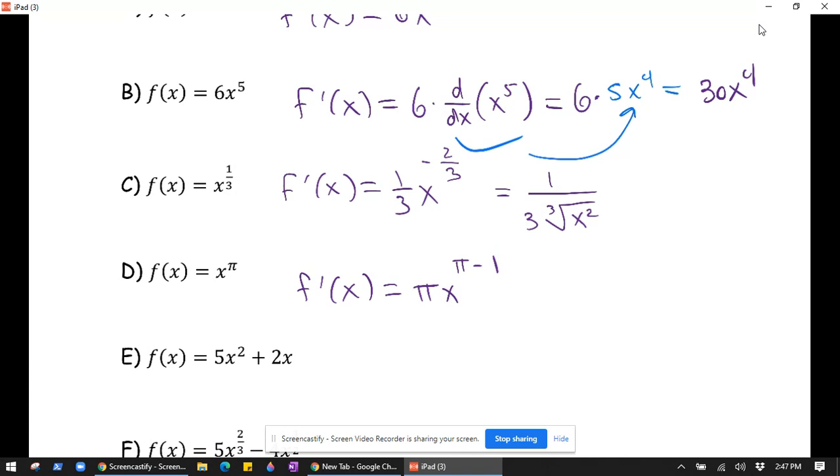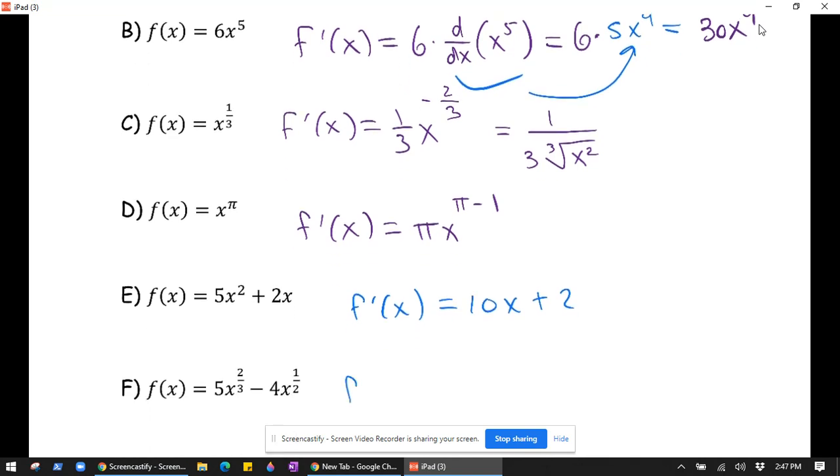This one here, let's do this one by noting, I'm not going to be as rigorous as I was above on letter B, but again, derivatives have what are called linearity properties, which means the derivative of a sum is the sum of the derivatives. So the derivative of 5x squared is 10x, and the derivative of 2x is 2.